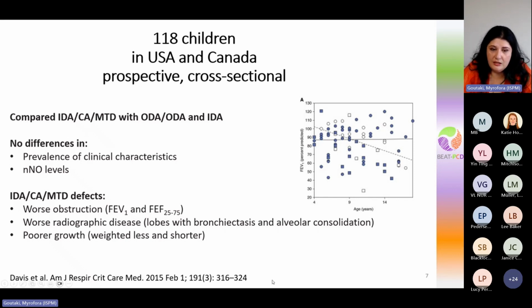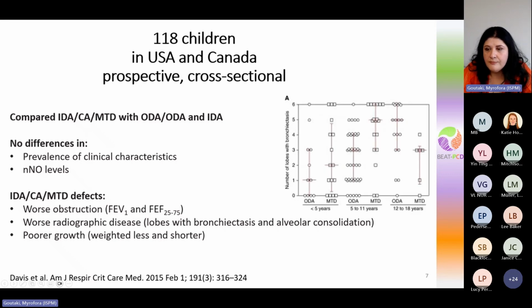They also studied radiographic disease. And here the findings were a bit less clear, but still, especially in the age group from 5 to 11 years, they described that the patients with microtubular disorganization defects had more lobes affected with bronchiectasis and alveolar consolidation compared to patients with DNA arm defects. This was not the same throughout their whole population.